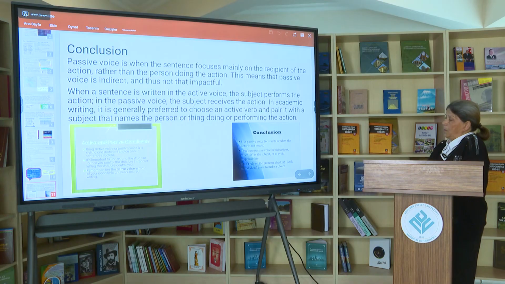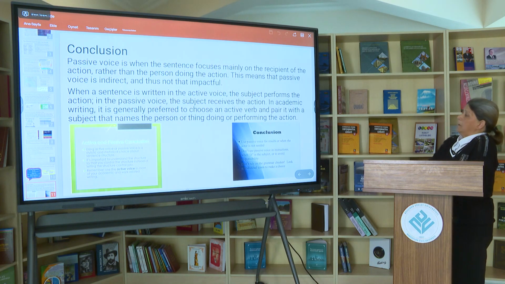In conclusion, I would like to say that passive voice is when the sentence focuses mainly on the recipient of the action, rather than the person doing the action. This means that passive voice is indirect and thus not impactful. When a sentence is written in the active voice, the subject performs the action. The subject is the doer of the action, but in a passive sentence, the subject receives the action. It is the recipient of the action.